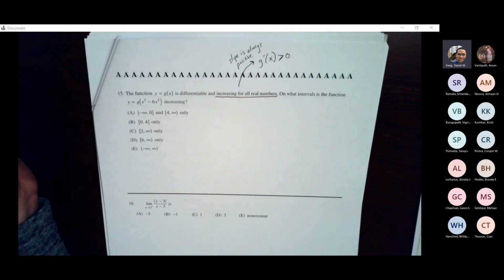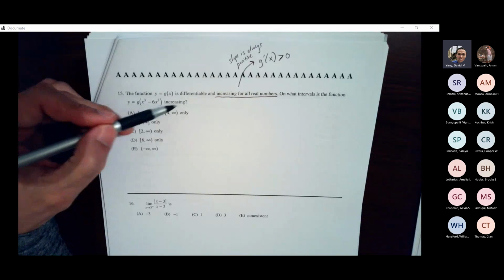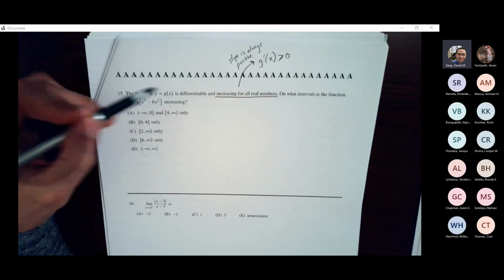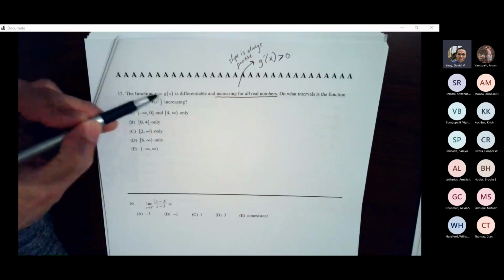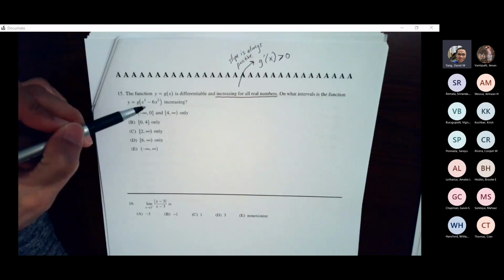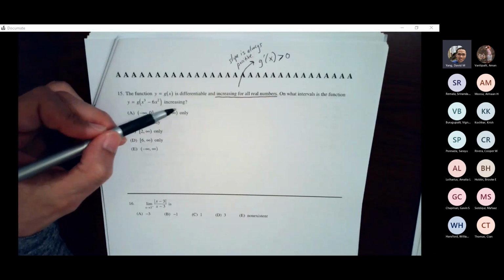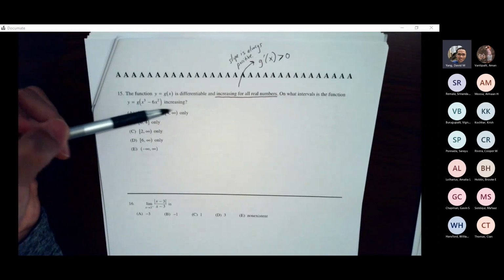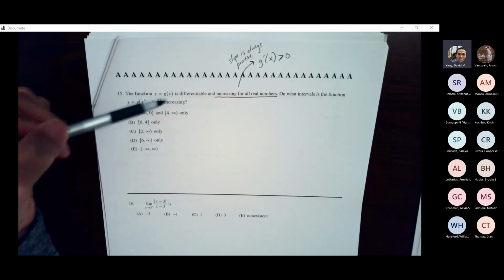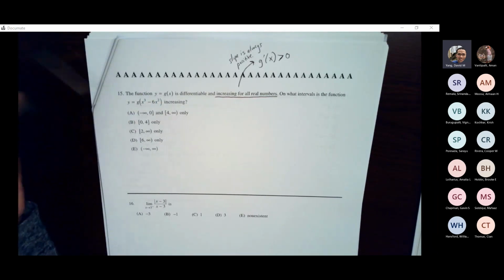On what interval is the function y = g(x³ − 6x²) increasing? This is kind of strange because we can't quite work this out the way we would like, since it's stuck inside that function. However, we know that anything involved with increasing or decreasing is going to be connected with slope or derivative. So let's go ahead and find the derivative, what we can in this form.